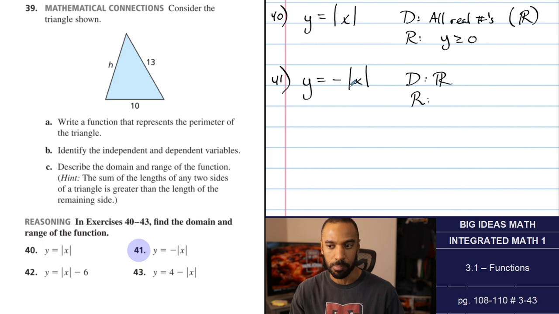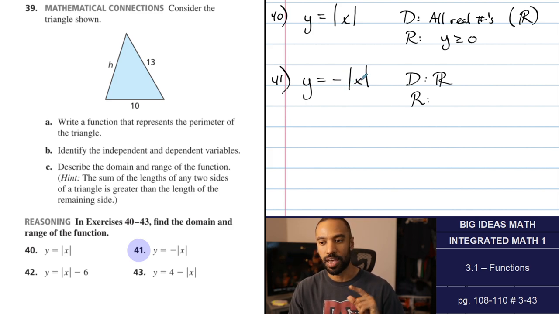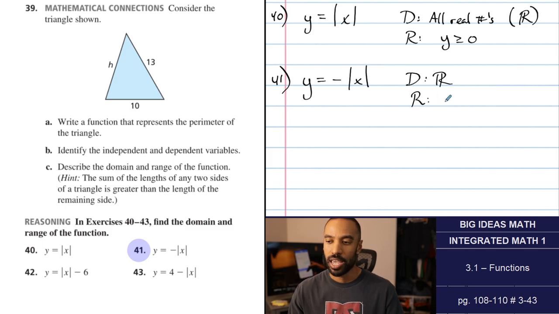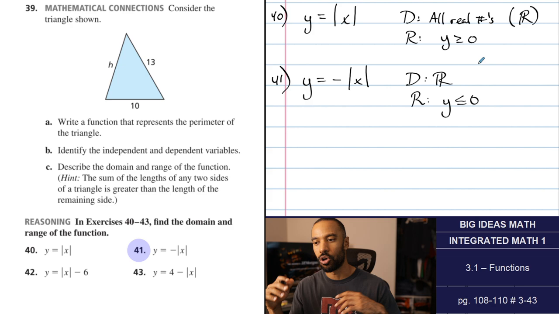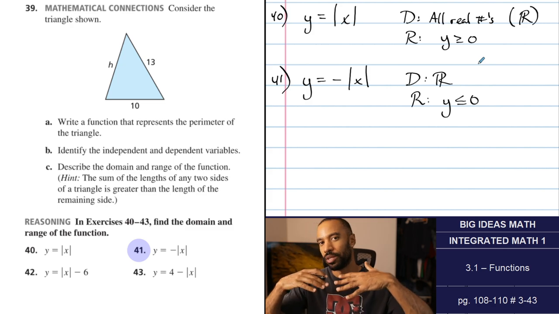But this time, I can't get any positive numbers because now suddenly everything's going to turn negative. We're not taking the absolute value of a negative. Well, you might be, but you're flipping it around after that. This is not inside the absolute value. So range is y is less than or equal to zero in this case, right? We can go all the way up to zero, and it only goes down from there.